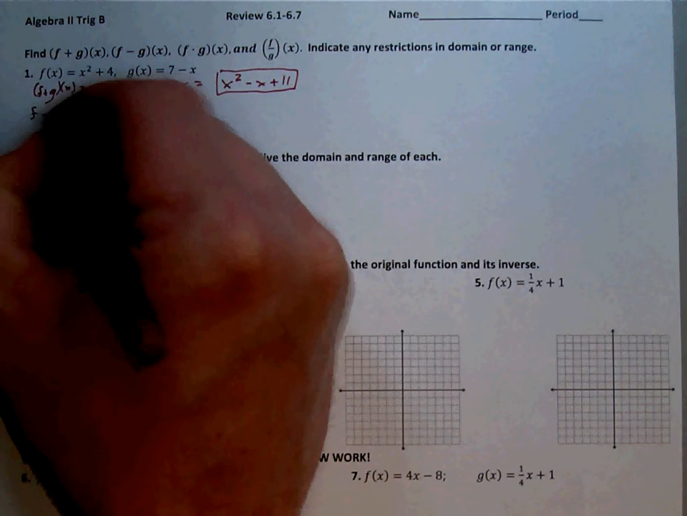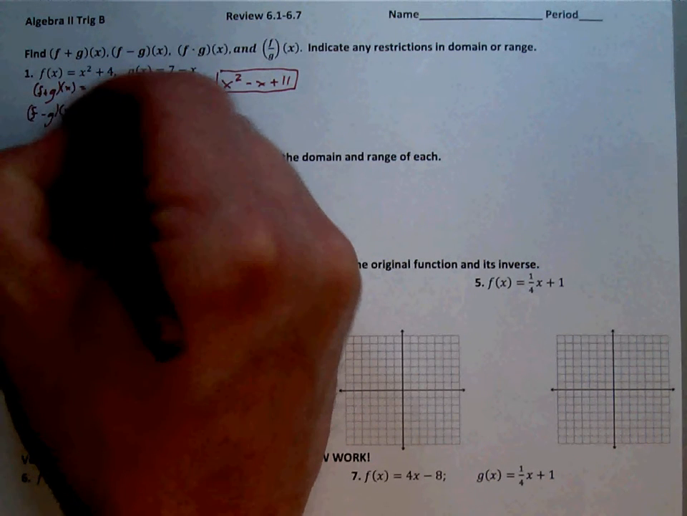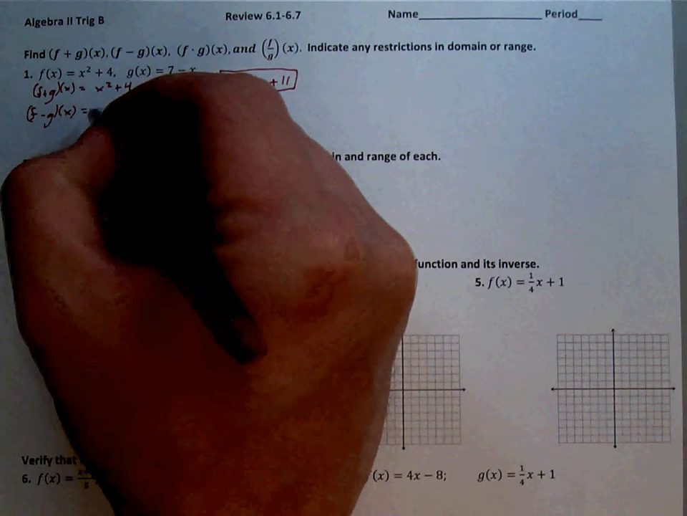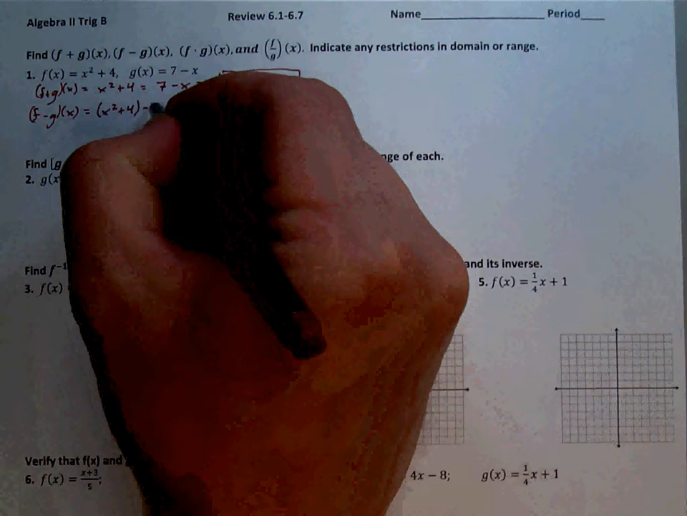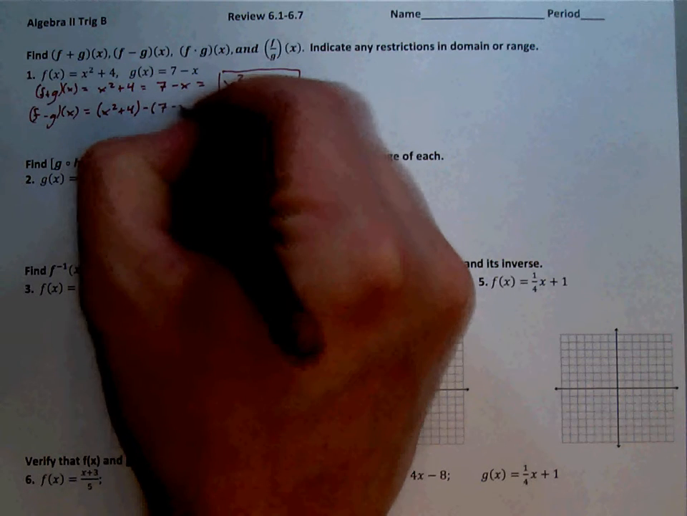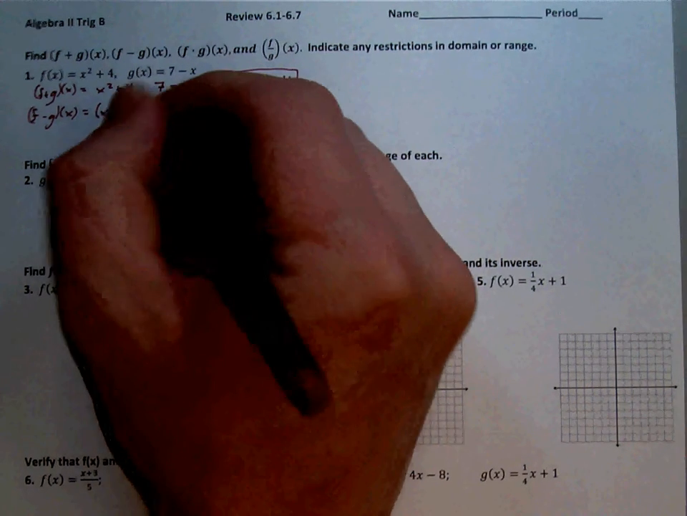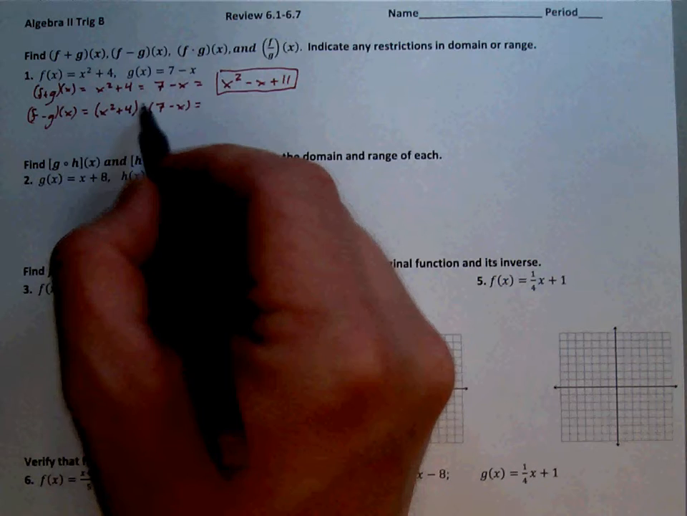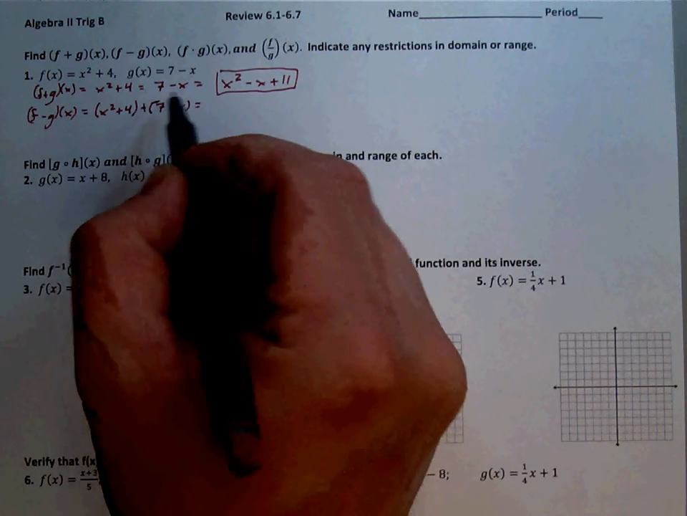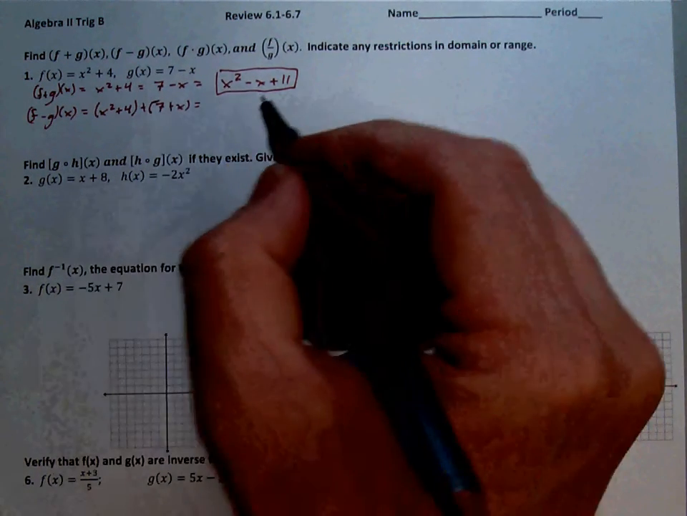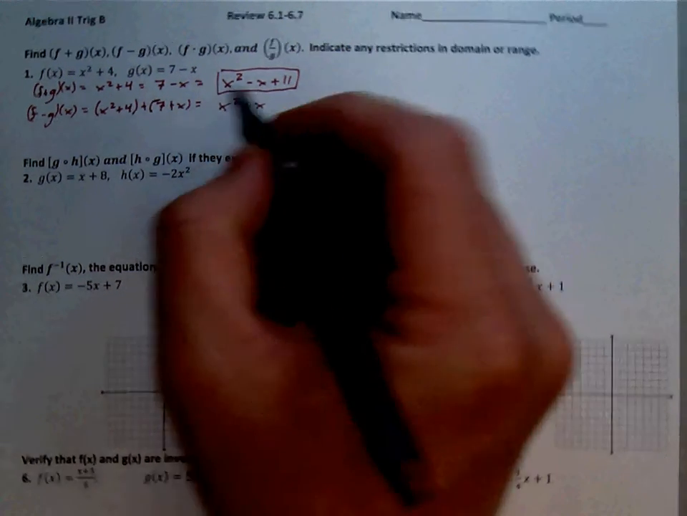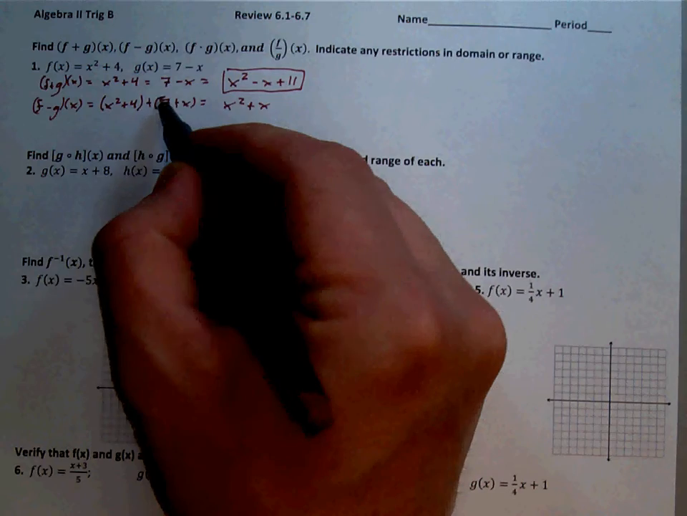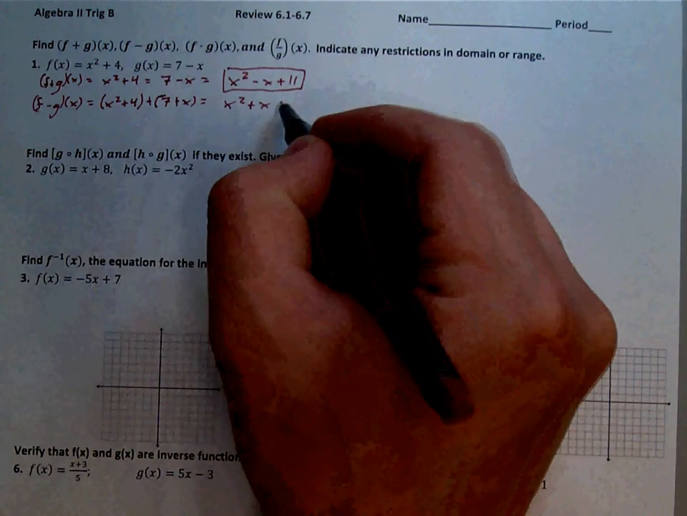For f minus g of x, well, of x squared plus 4 minus 7 minus x. I would recommend taking that subtraction and distributing it to make it a negative 7 and a positive x. Now you can add like terms. x squared plus x, and then the negative 7, didn't fit in there real well, but 4 and negative 7 together make negative 3.